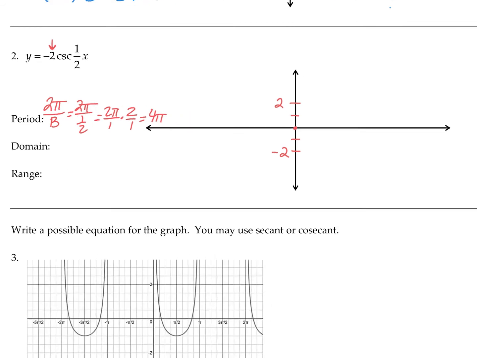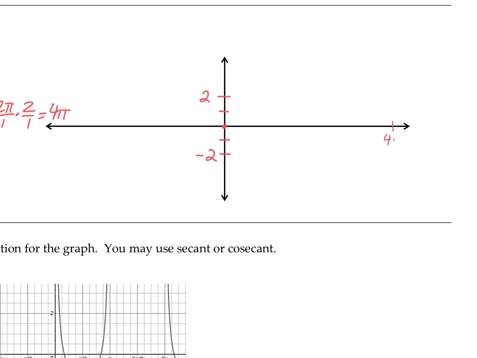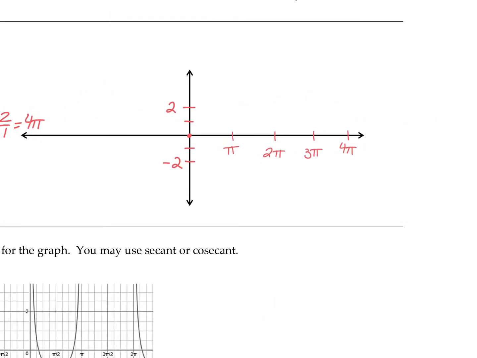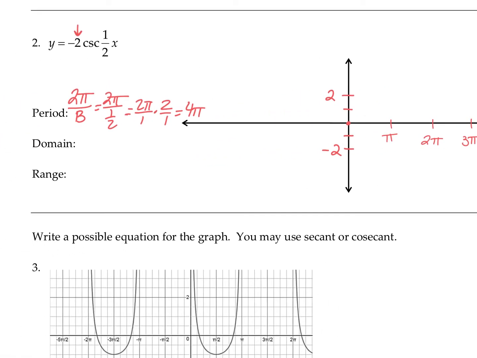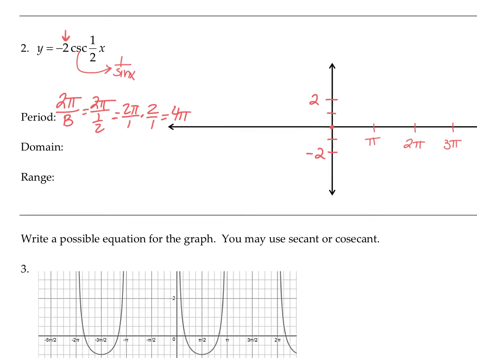So I'm starting at 0, and I'm ending at 4 pi. So halfway would be 2 pi. Halfway here would be pi, and halfway here would be 3 pi. And we can save the domain and range for after we graph. So remember, cosecant is 1 over sine. So I'm going to use a sine pattern when I graph.